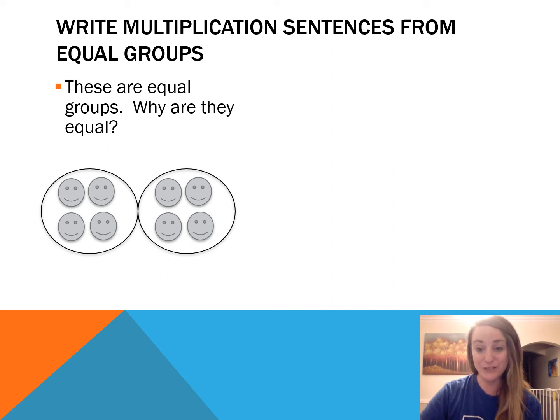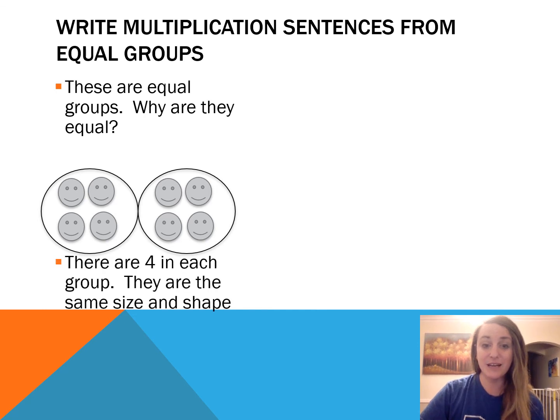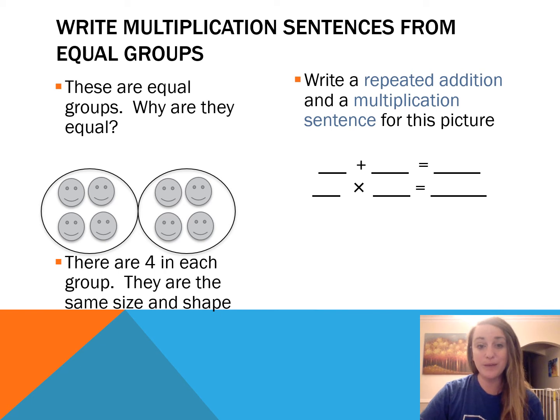Let's observe our new picture. These are equal groups. Why are they equal? There are 4 in each group. They are the same size and shape. What repeated addition sentence and multiplication equation would match this picture?